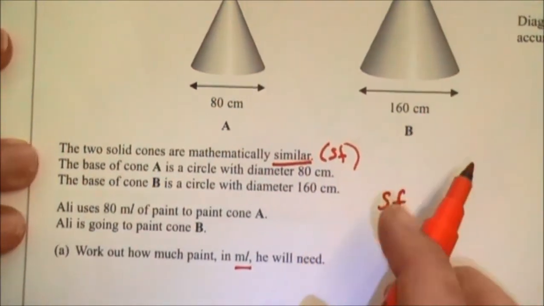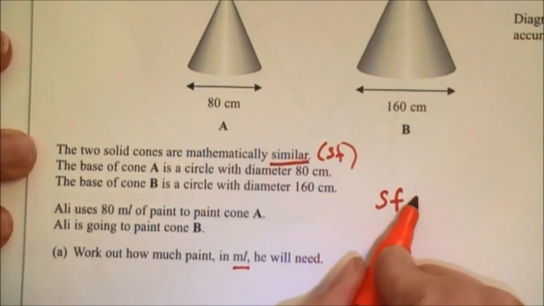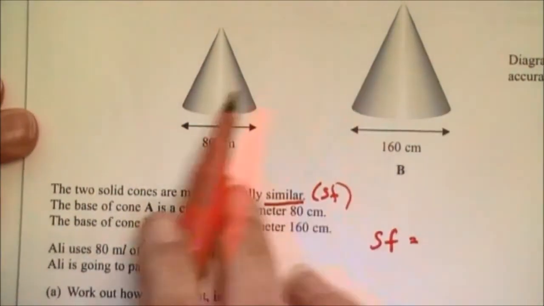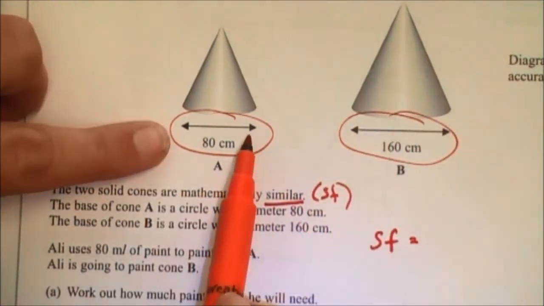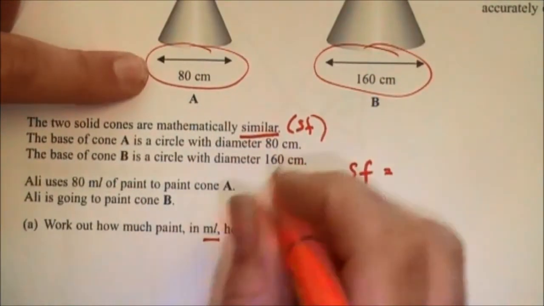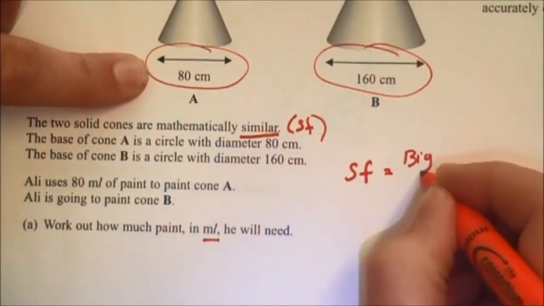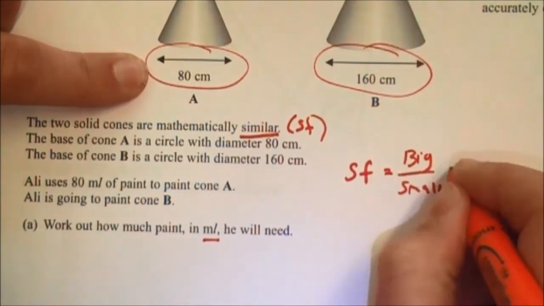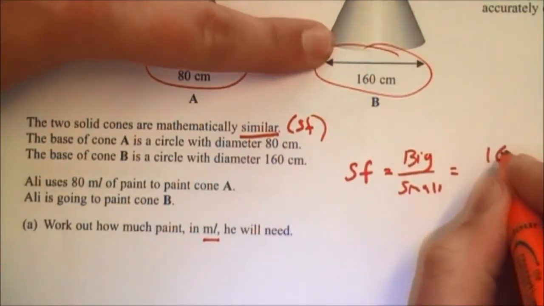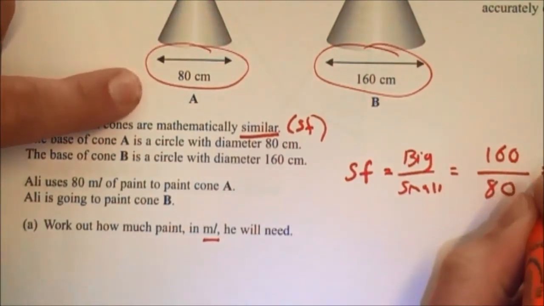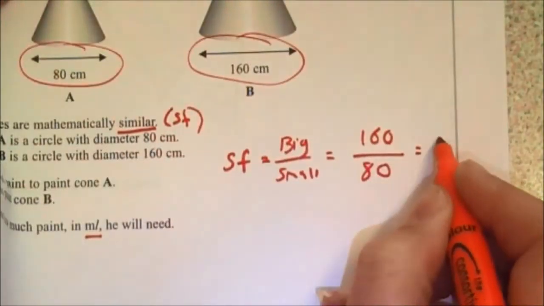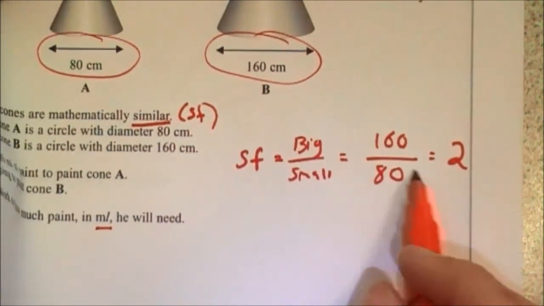Now, in order to find the scale factor of similar shapes, you need to first of all identify a pair of corresponding sides. And in this case, we've got the 2 diameters there. And to find a scale factor, you always do the big divided by the small. So we're going to do 160 divided by 80. And that's going to give us a scale factor of 2.